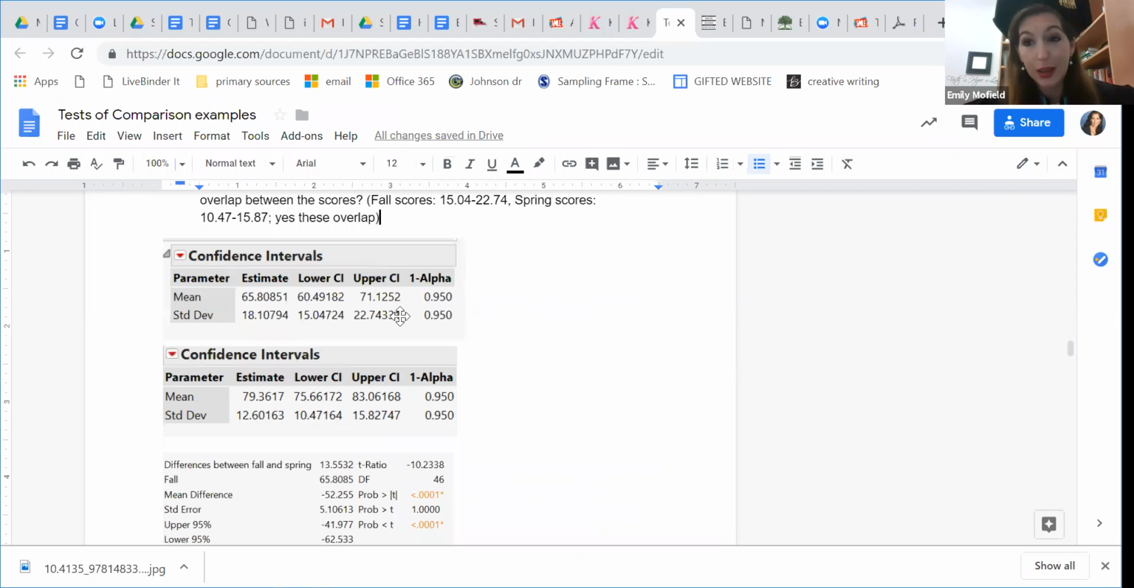Well, the answer is just barely. Just barely, between 15.04 and 15.28, do these overlap if I drew these lines out. So I can assume equal variances.